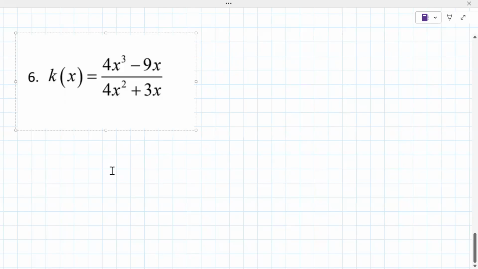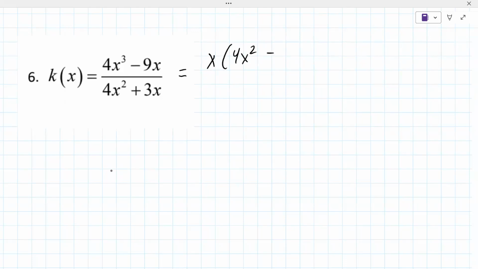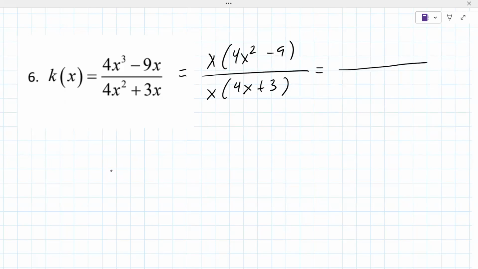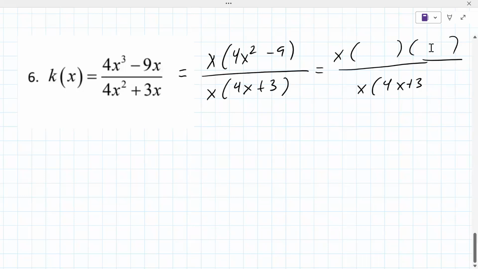Okay. So how would you factor the top? What's the first thing you could see? Take out the x. Yeah, and then you get 4x squared minus 9. On the bottom, we'll do the same thing. It becomes 4x plus 3. The top is a difference of squares, even though maybe it doesn't quite look like it. Could you tell me what that becomes?